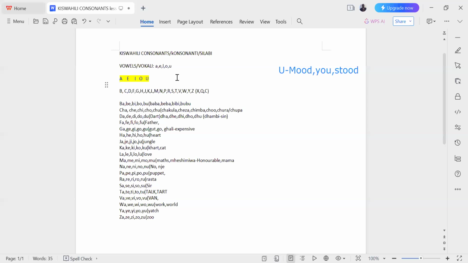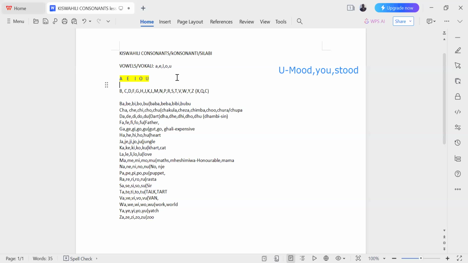Then the consonants in Kiswahili are listed down there, B, C, D. But in Swahili, you have to pronounce them as if you're putting the first vowel in Swahili along with them, like ba. So it is ba, cha, da, D is da, like in the word dog. Then F is fa, like in the word father.